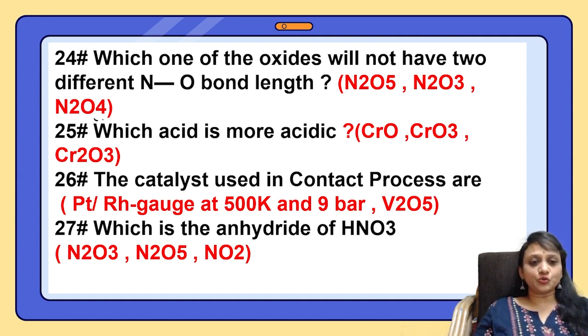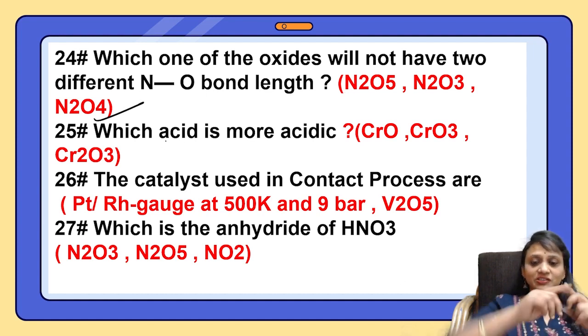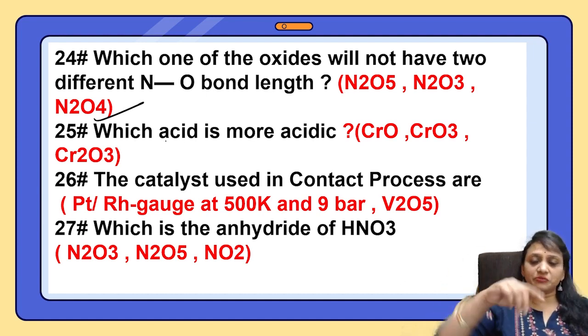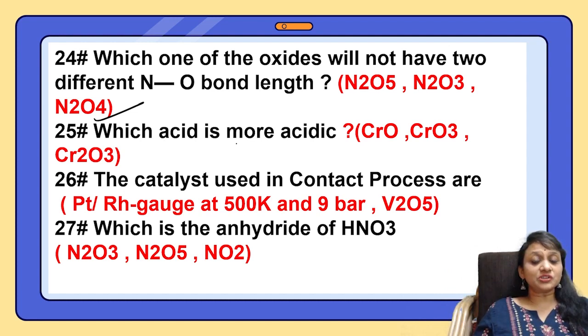That's nothing but N2O4, because it forms a dimer, isn't it? It's a dimer form, right? Which acid is more acidic? As I said, the more the number of oxygen atoms, you need to see, but here in this case CrO3.